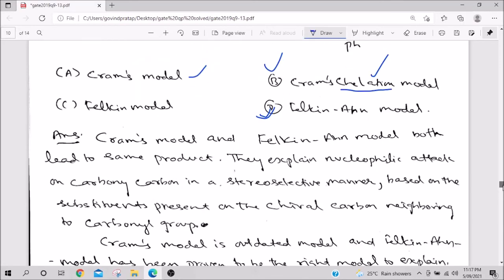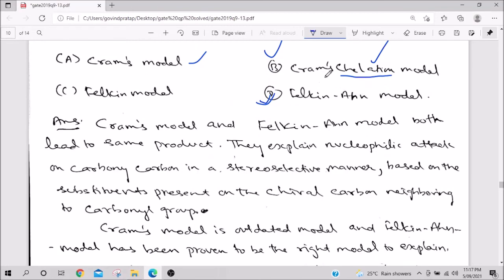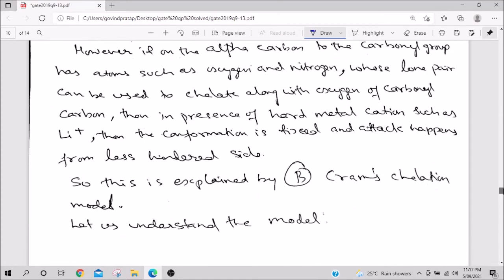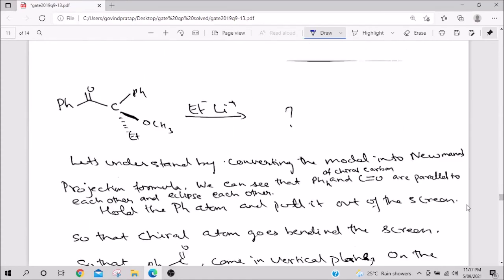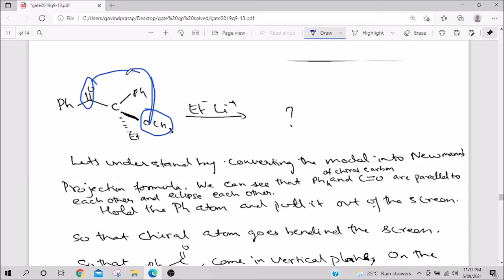Okay. So, again I will not teach by Cram's method, it does not matter. I will talk about the chelation. What happens basically is, you want this C double bond O and this OCH3 to be eclipsing each other. If this oxygen and this oxygen come in front of each other, this lithium will be happy to coordinate them, and that is how stereoselectivity comes.